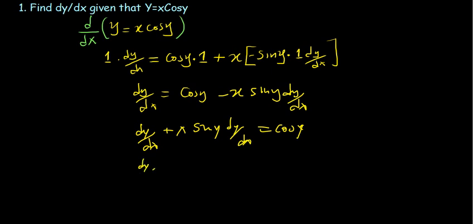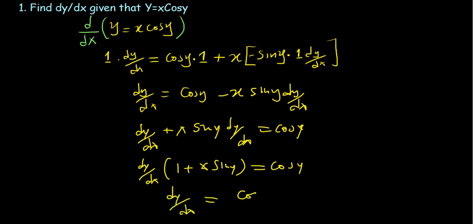So dy over dx, we are going to remain with a 1 here, plus we are going to remain with x sin y there, and that is going to be equal to cos y. So therefore dy over dx is going to be equal to cos y divided by 1 plus x sin y. So that is going to be the derivative for this one.